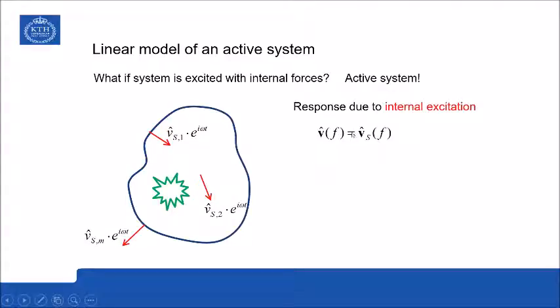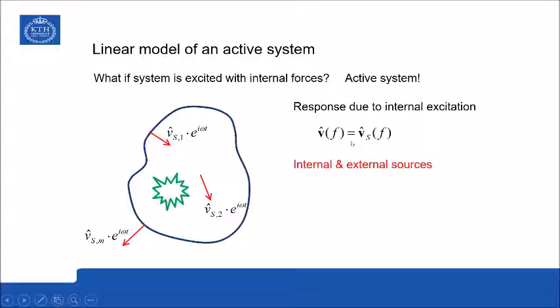Well, what you can do is to consider the response due to internal excitation. So you can organize the measured or observed velocity vector from point 1 to point M, and organize them in a vector due to internal excitation, Vs. So S is the internal excitation part of the response velocity vector.